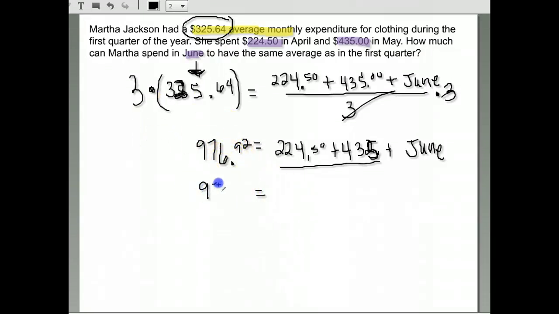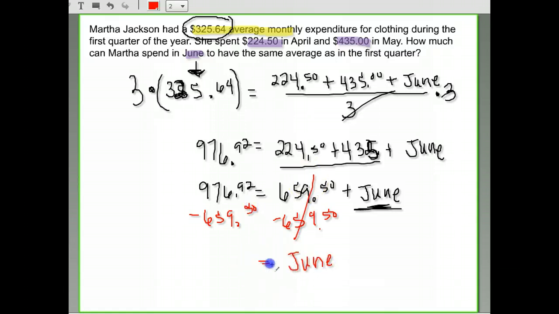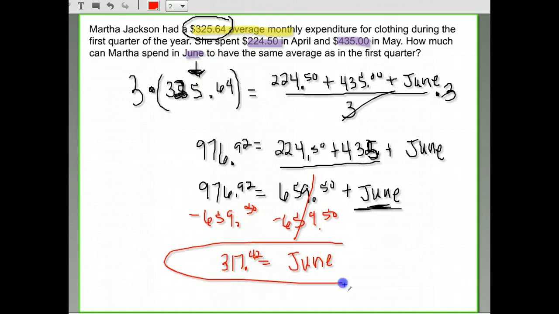Over here, this would stay the same. Over here, when I total those, I get $659.50 plus whatever our amount was for June. Again, we're trying to figure out what our amount was for June. All we have left to do is subtract the $659.50, and that will leave us with the amount that they can have in June to still have the same monthly average. When we get $317.42 is what she can spend in June in order to keep her average the same.